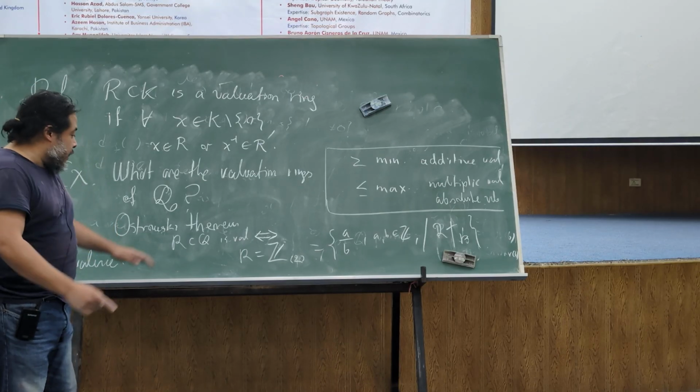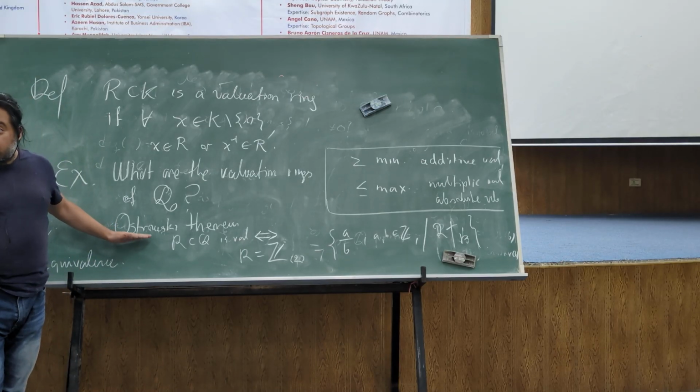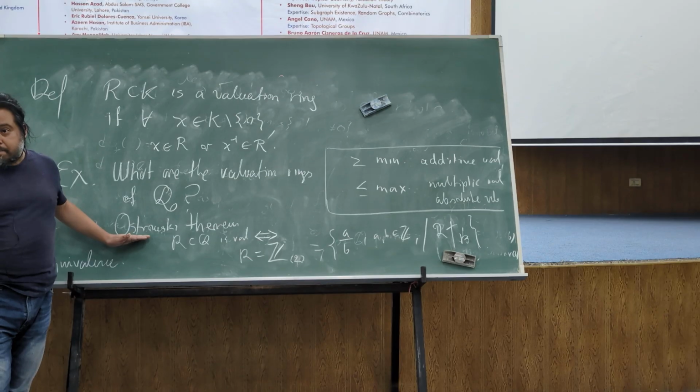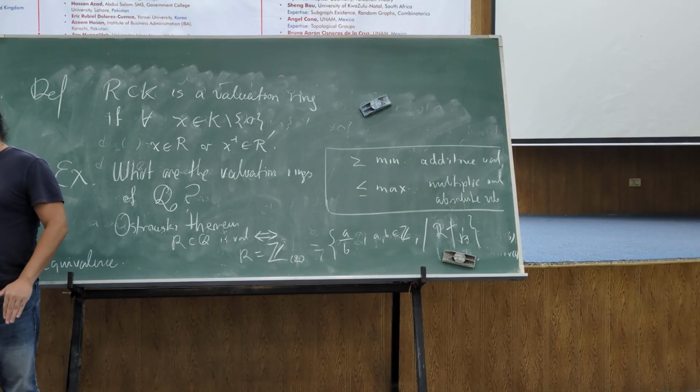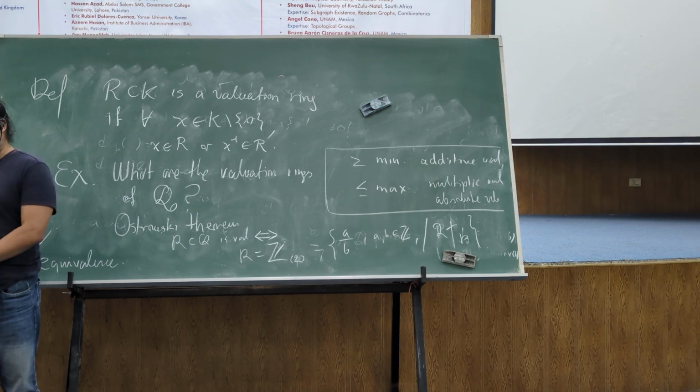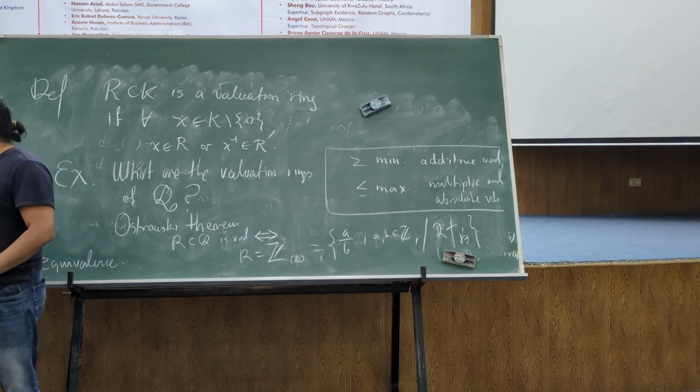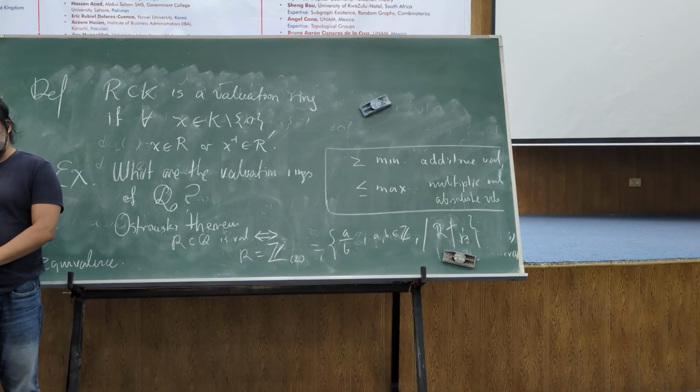So let me tell you that this is a theorem from number theory, and this is a theorem from valuation theory. So here you feel the unity of mathematics, in which number theory helps valuation theory. Any doubt?